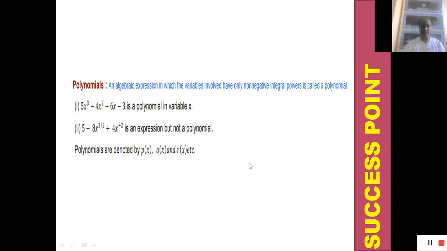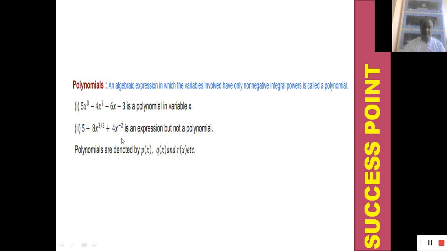Now we discuss polynomials. An algebraic expression in which the variables involved have only non-negative integer powers is called a polynomial. Here is an example: 5x to the power 3 minus 4x to the power 2 and 6x minus 3 is a polynomial in x, since the powers of x are 3, 2, 1 and 0, which are non-negative integers.